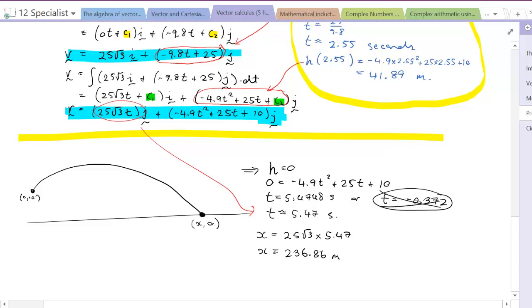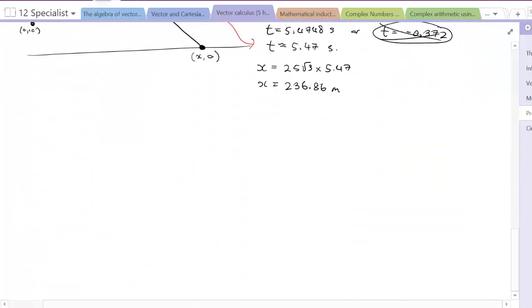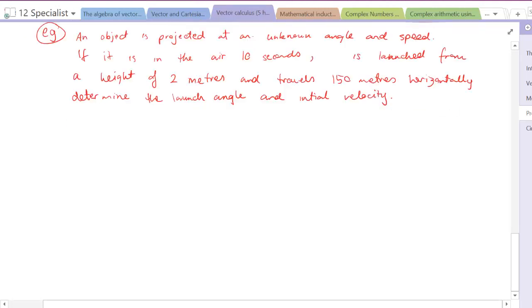Okay, so that concludes that question. There's more complicated scenarios with this, so we'll look at one really quick scenario where we have to solve for other information. Okay, so in this second example, we're looking at an object that's projected at an unknown angle and speed. It's in the air for 10 seconds, so we know that information. It's launched from an initial height of 2 meters and travels 150 meters horizontally. We need to determine the launch angle and the initial velocity.